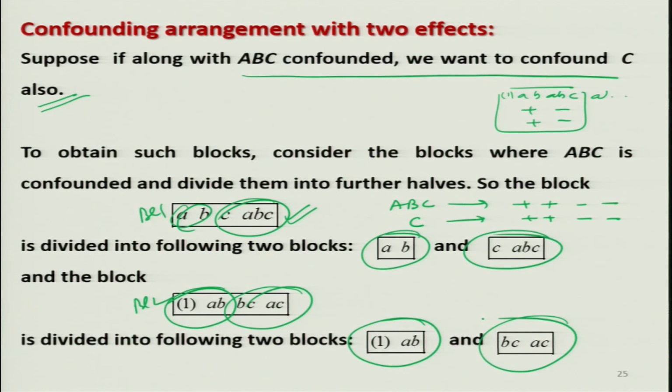So, now you can see here when you are trying to confound one more factor C, then the block size is now becoming 2, and those 8 treatment combinations have been divided into 4 blocks, and each block has 2 plots in which you have to conduct the experiment. You try to give A and B, then in another block C and ABC, then you try to give 1 and AB in the third block, and BC and AC in the fourth block.